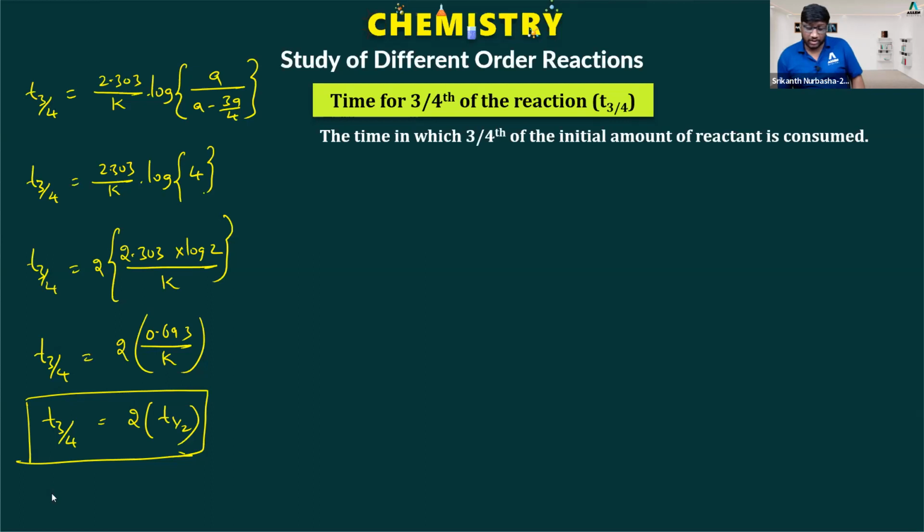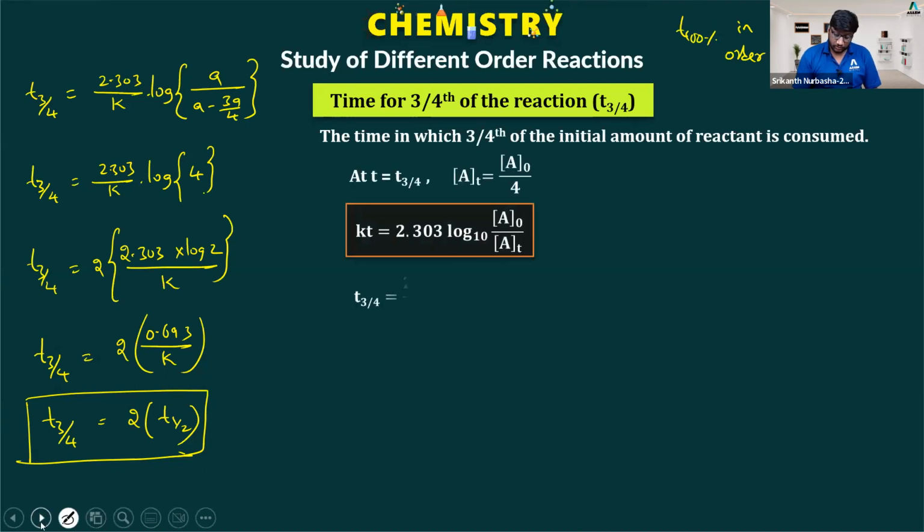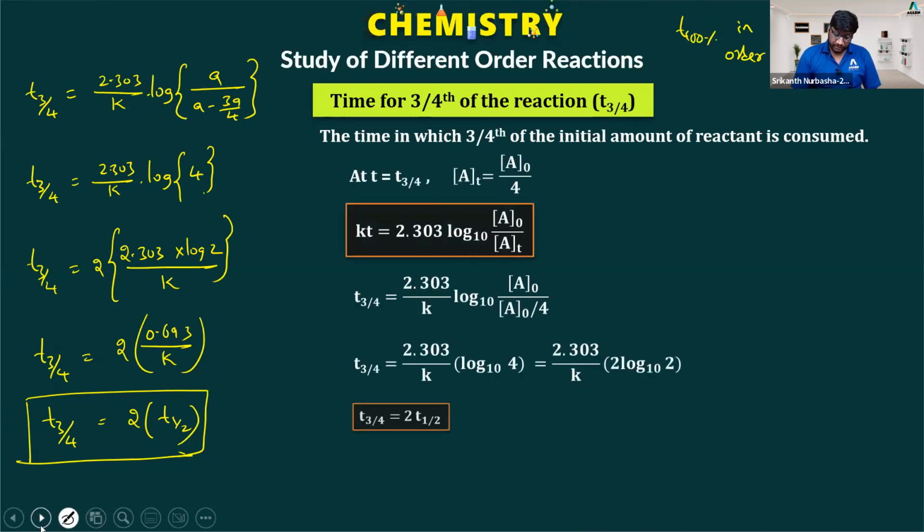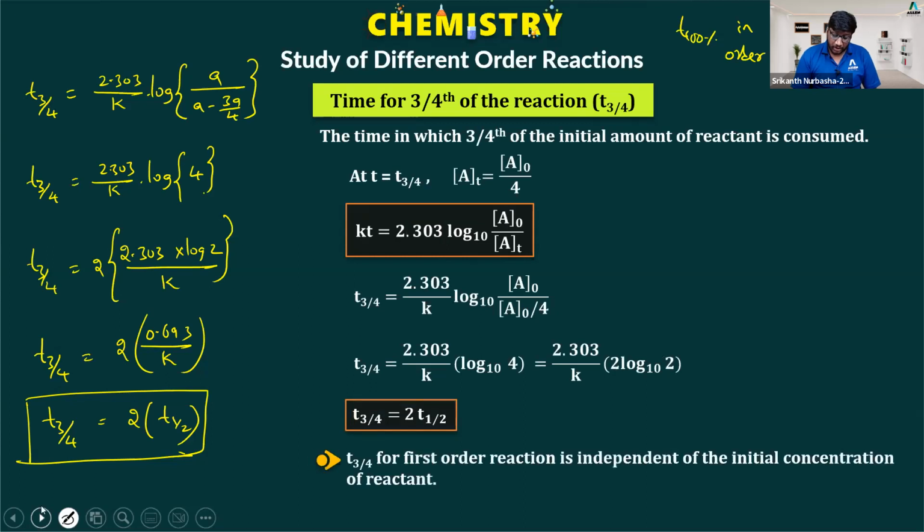What is T 100%? T 100% in first order is how much? Try to figure it out. T3/4 is 2 times T half. T3/4 for first order reaction is independent of initial concentration because T half is independent, and it is 2 times T half. And what is T 100%?